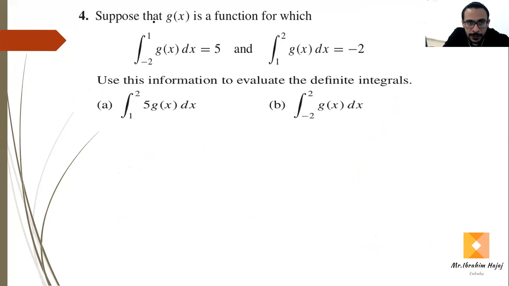Okay, number 4. Suppose that g of x is a function for which the integral from -2 to 1 of g of x dx equals 5, and from 1 to 2 equals -2. So let's imagine that we have from -2 till 1, and then from 1 to what? To 2. Yes.